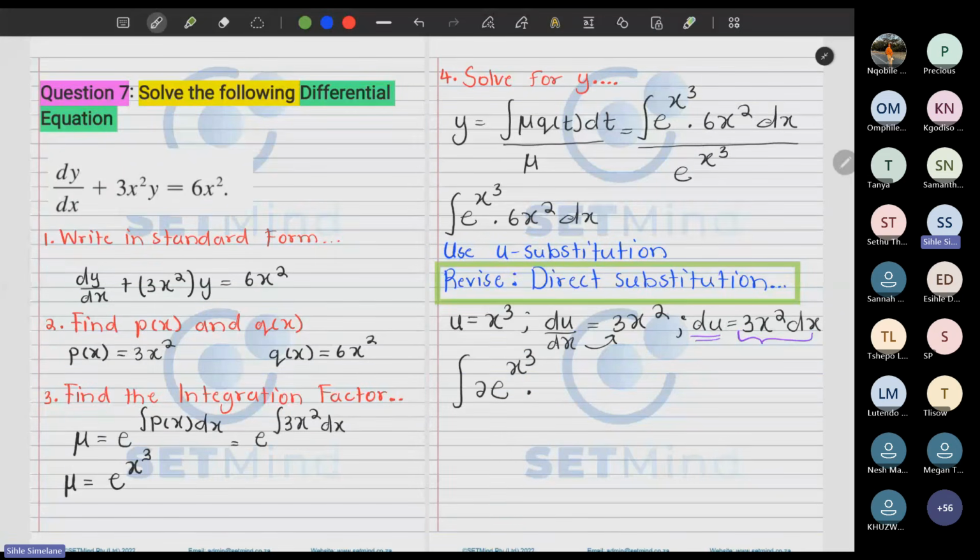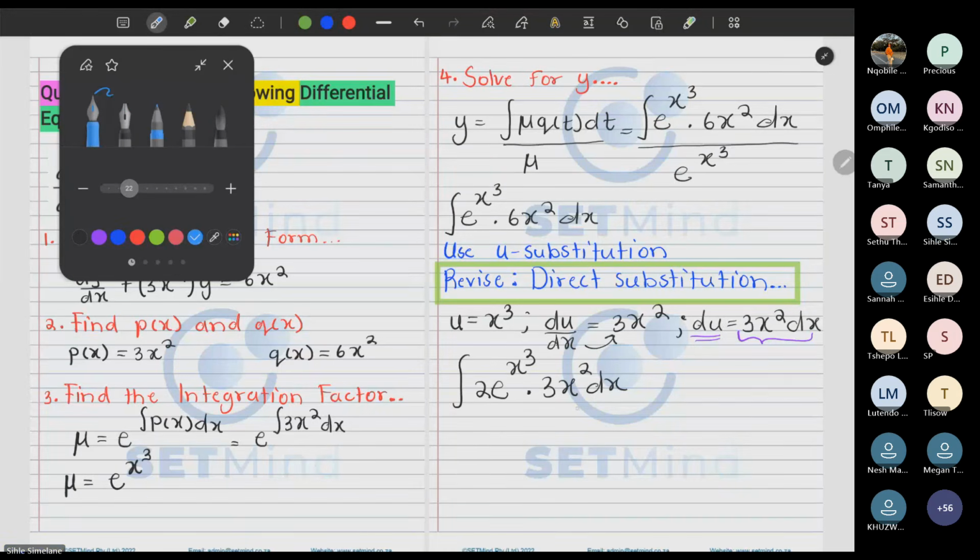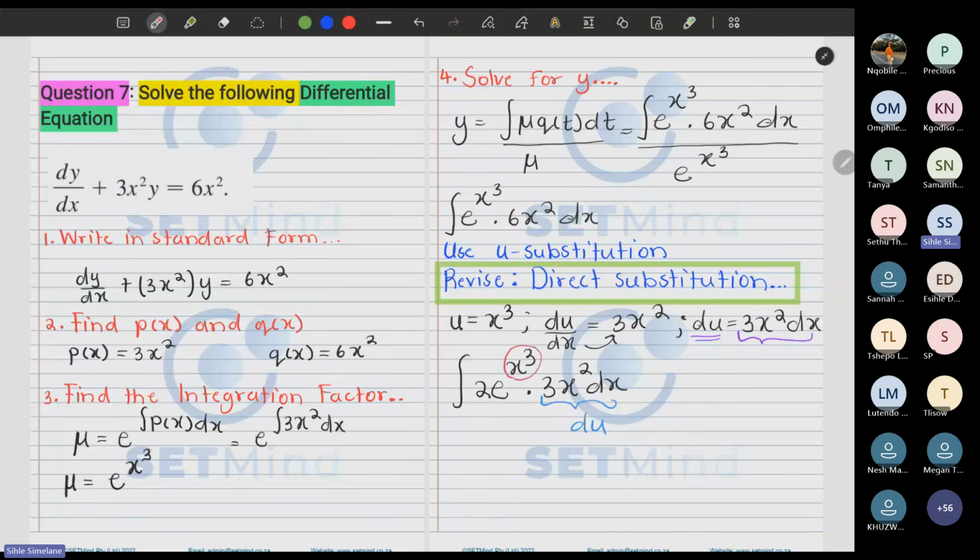And then now I have 3x squared dx. This here, I can clearly see that this will be du. And then the top part there on my exponent, this one here is simply u. So this means what I'm integrating is 2, the integral of e to the u du. So this here has just become that. So we go there at the top, we say our y equals 2 times the integral of e to the u du.